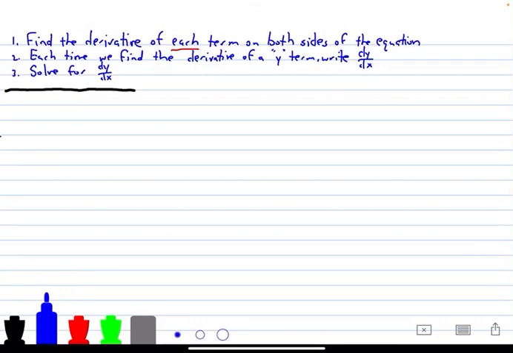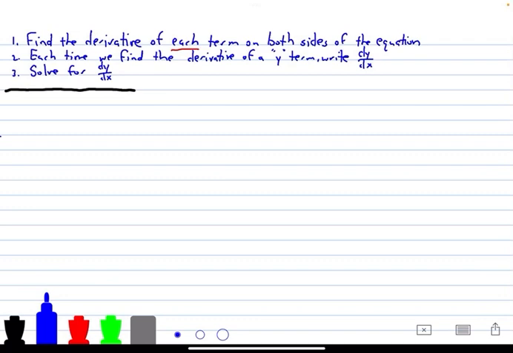The first thing we want to always do is find the derivative of each term on both sides of the equation. Now, I underline each term because one of the most common mistakes that we make is we find the derivative on the left side, but we fail to find the derivative on the right side, and it costs us down the road. The second thing we want to do is each time we find the derivative of a y term, we write dy over dx.